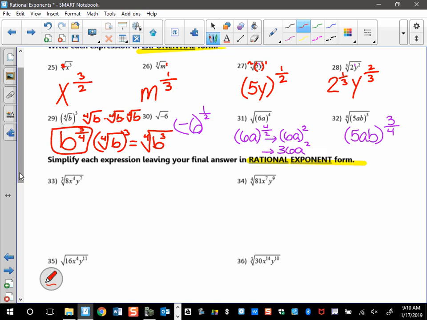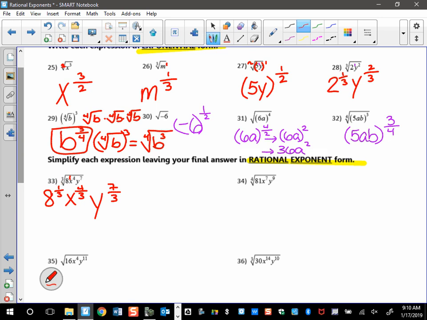Do they all have the same exponent? They all have the same root. But do they have the same exponent underneath? I have a 1, a 4, and a 7. So can I group them? Or do I have to keep them separated? I have to keep them separated. So this would be 8 to the 1/3. X to the 4/3. Y to the 7/3. They're all being put into groups of 3. They're all being cube rooted, but they have different exponents.